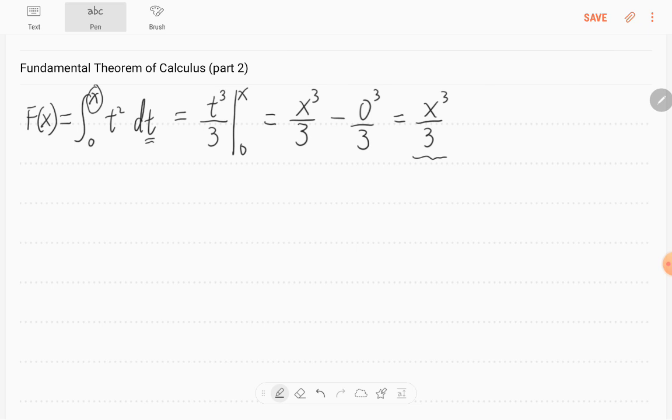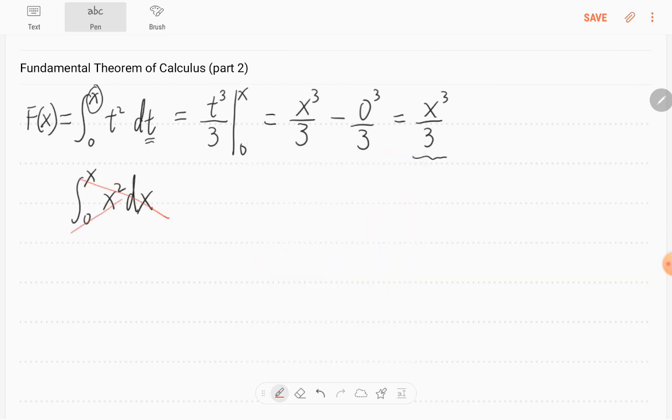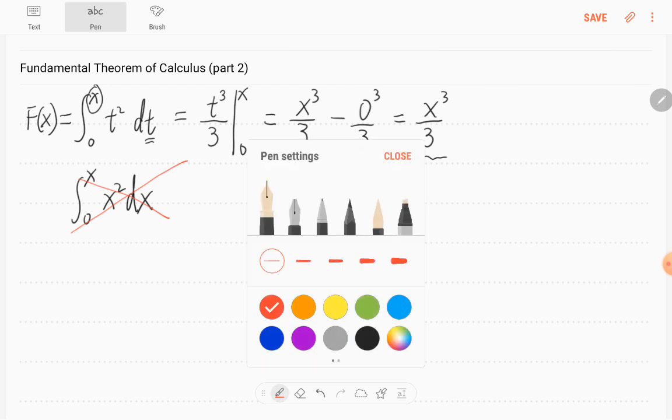But be careful, we never have this kind of thing. The integration variable cannot be the same variable as in the integral limit. This one we never have. They must have different variables, okay? So you should be careful.